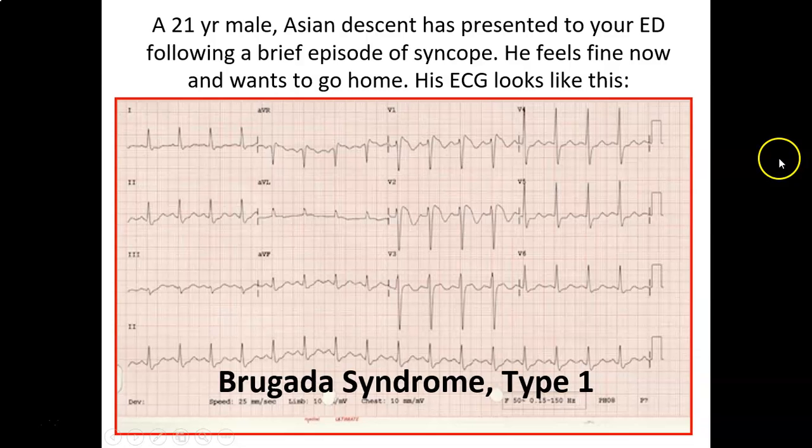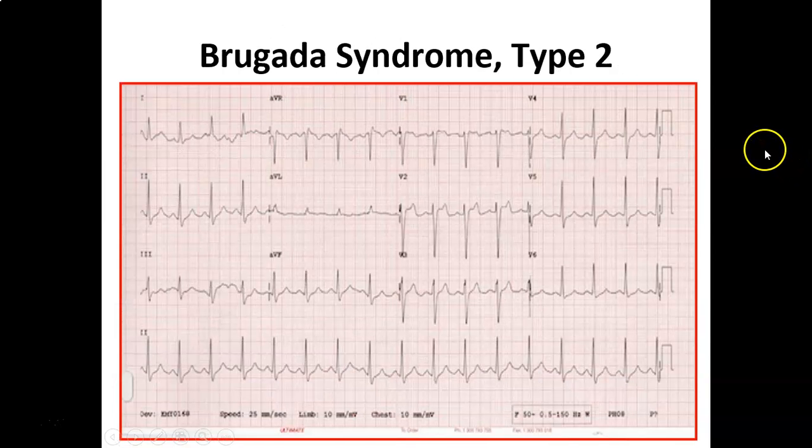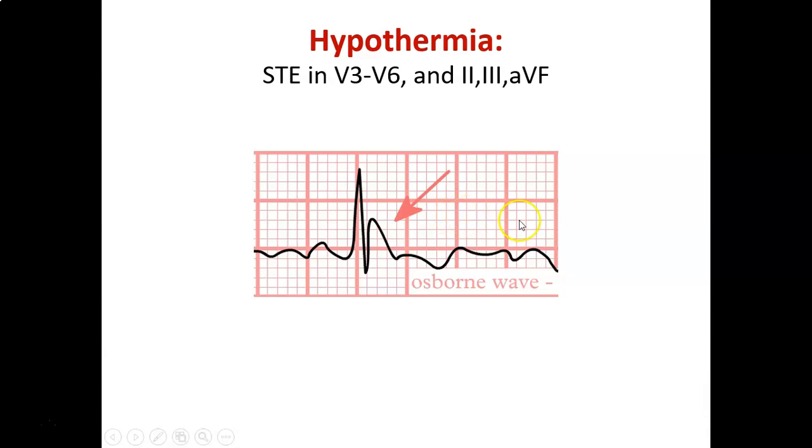So this is your Brugada syndrome type 1. If you look at this ECG, again there is ST segment elevation in V1 and V2, and if the patient presents with syncope or other features, this is Brugada syndrome. And this is your type 2, but the shape is saddle shaped.